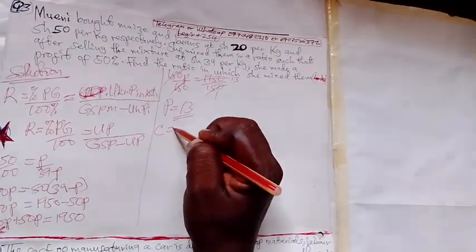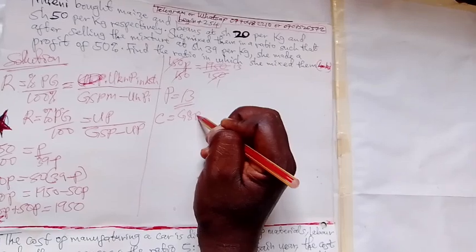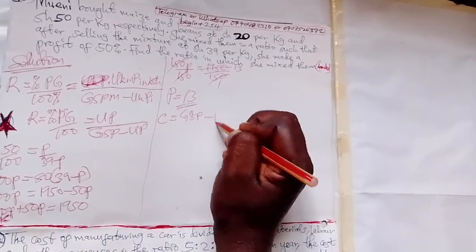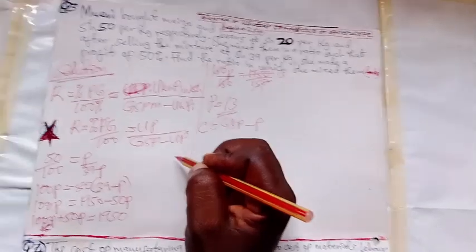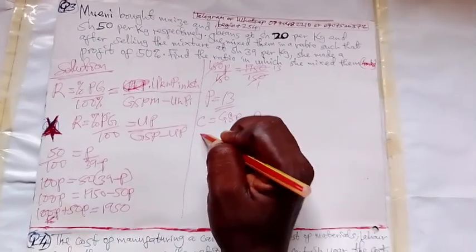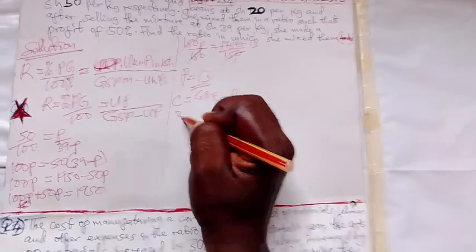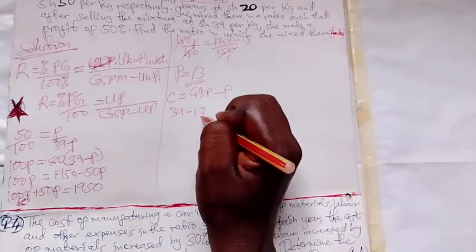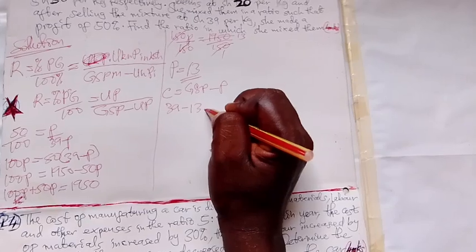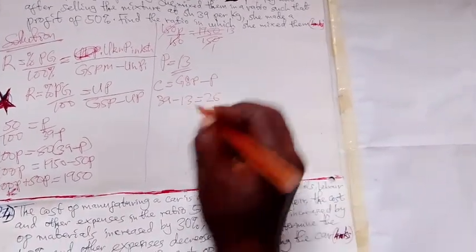Step 2, we know that cost is given by the selling price of the mixture minus profit. Hence our given selling price is 39 minus profit, which is 13. This will give our cost to be 26.